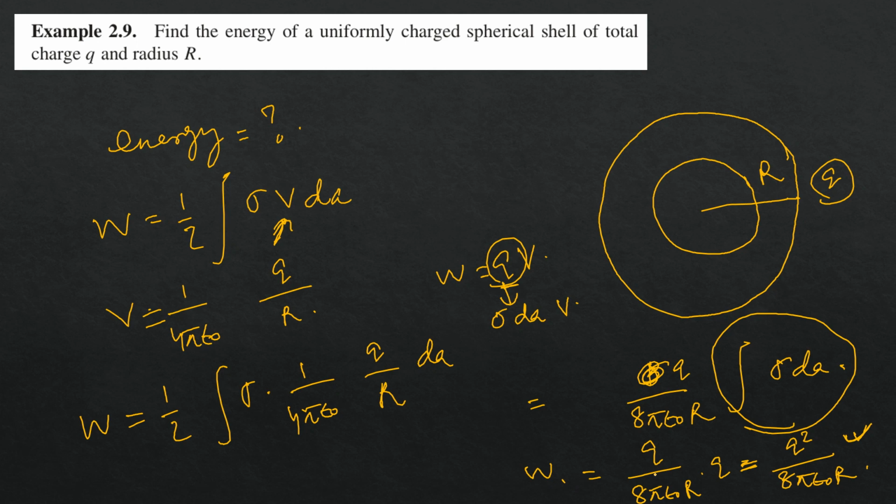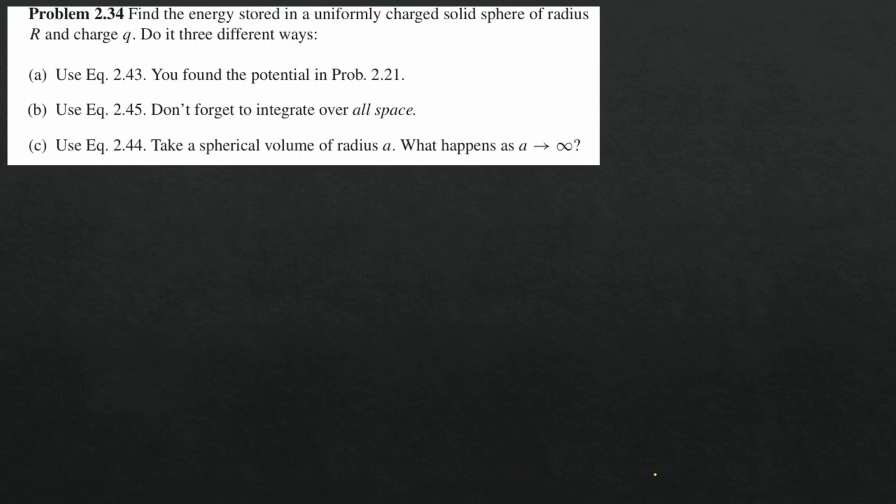Okay, next question. Find the energy stored in a uniformly charged solid sphere of radius r and charge q. Do it in three different ways. Energy stored in a uniformly charged solid sphere of radius r. Do it in three different ways.